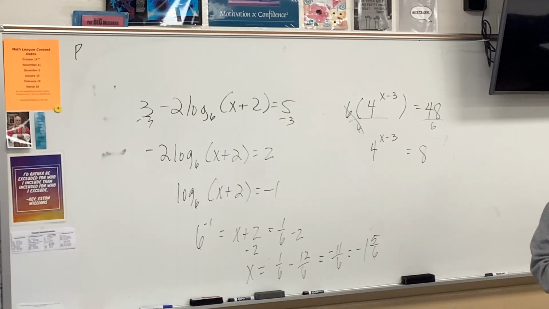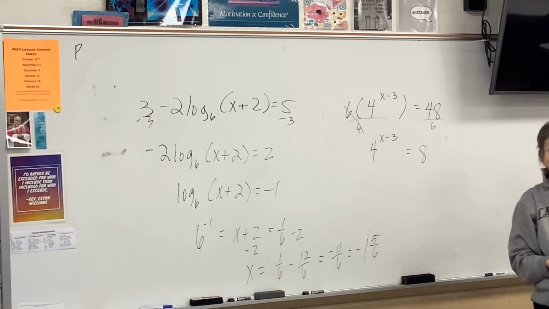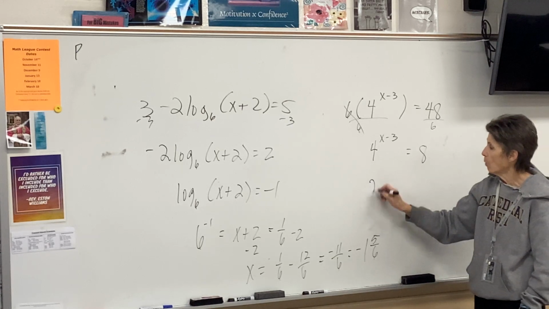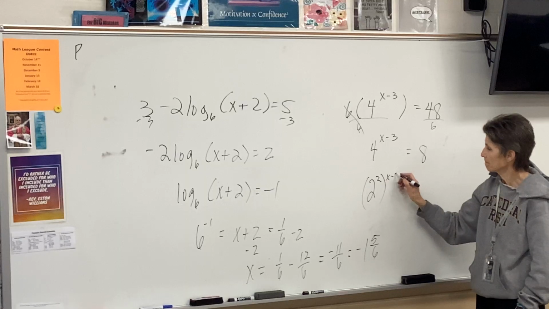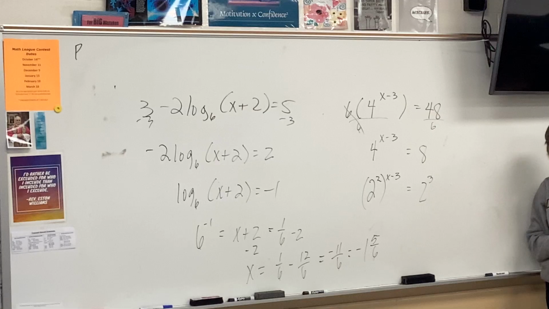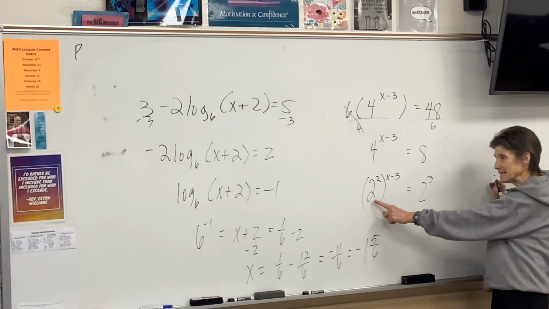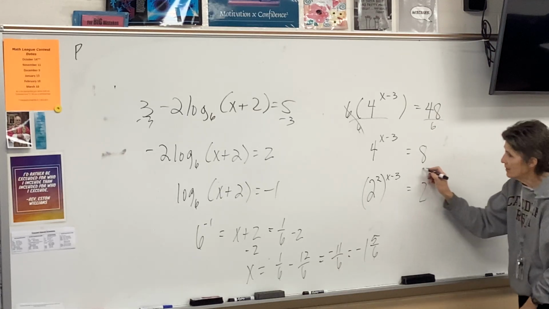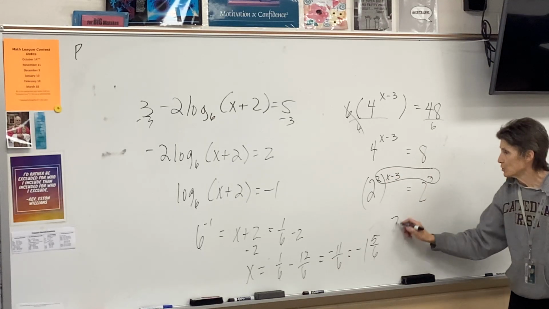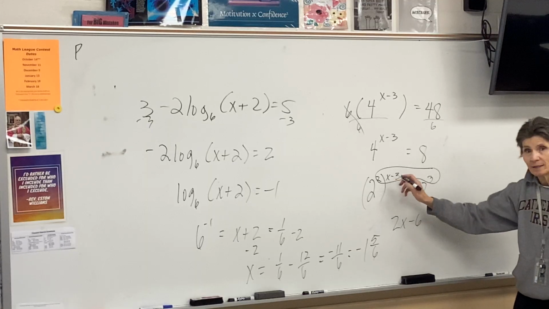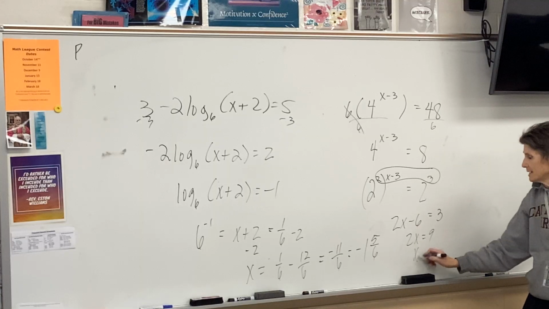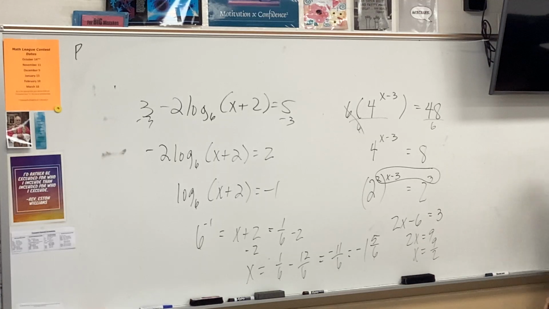What is special about 4 and 8? 4 and 8 are both powers of 2. So 4 is 2 squared, and 8 is 2 cubed. As soon as these guys match, then your equation is just the exponents. So 2x minus 6, that's a distributive, equals 3. So 2x equals 9, and x equals 9.